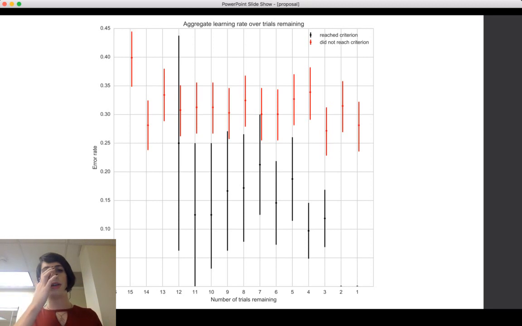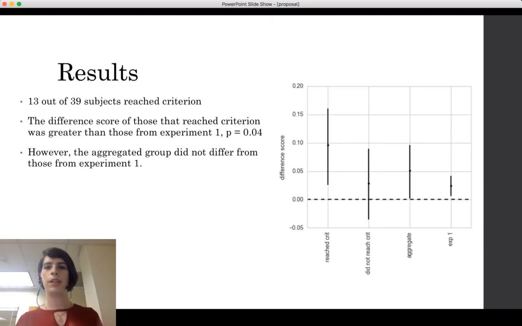Yes, and 13 out of 39 subjects reached criterion. That gave us our 2 groups. So here the difference score for those that actually reach criterion is greater than those from experiment 1. However, the aggregate group, if you consider that both of them actually learned at the object level, did not differ from experiment 1. Even though these subjects were exposed to similar material for a much longer time, given much more feedback.